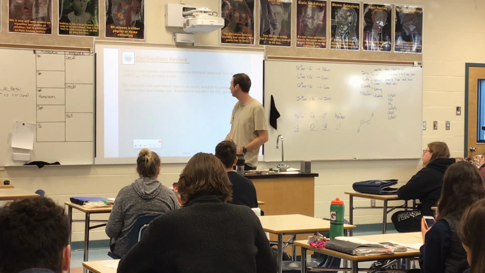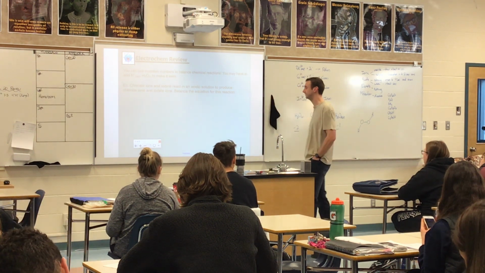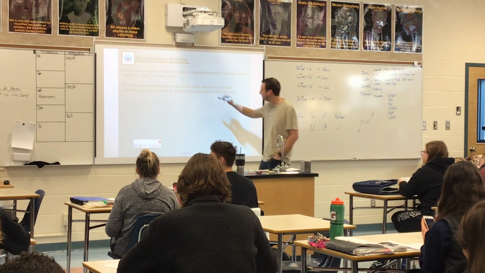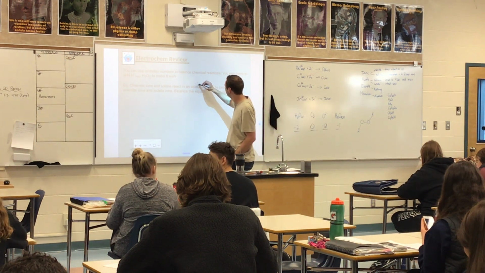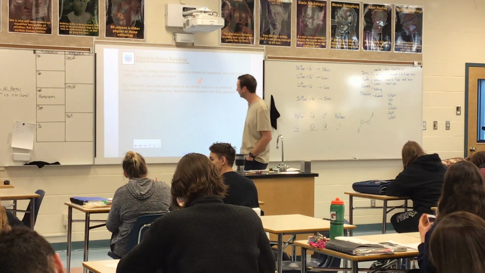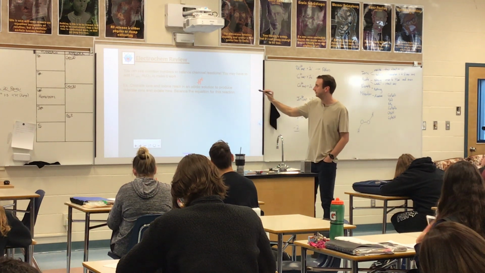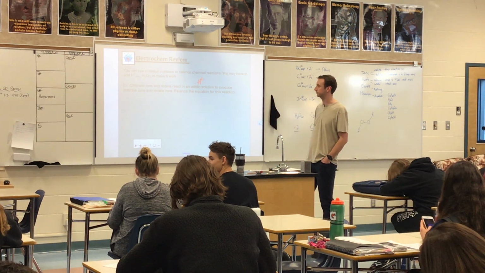Okay, so chlorate ions and iodine react in an acidic solution. Ooh, so acidic means I have H positive to use. That's fun. I can use H positive if I want to. To produce chloride ions and iodate ions, balance the equation for this reaction.